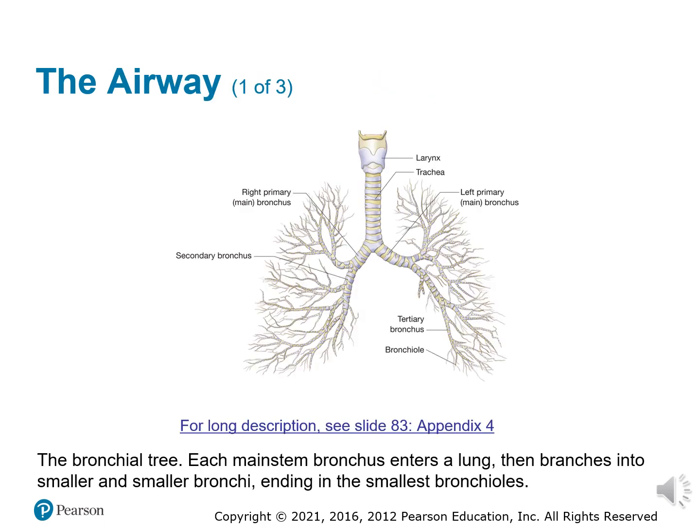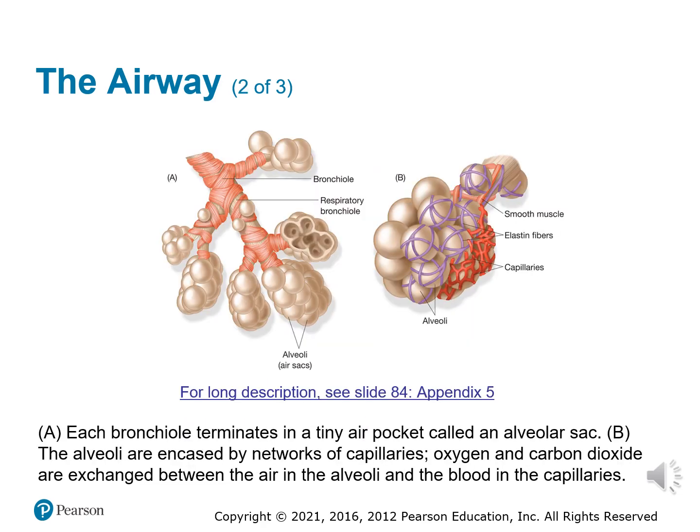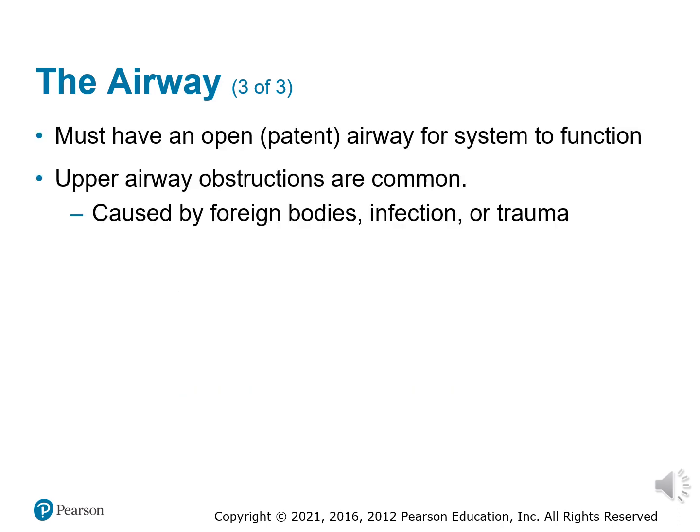We talked about this earlier or even in another chapter, but this is what the bronchial tree looks like. Each main stem bronchus enters a lung and then branches into smaller and smaller bronchi, ending in the smallest bronchioles. And then each bronchiole terminates in a tiny air pocket called the alveolar sac. The alveoli are encased by networks of capillaries, where oxygen and carbon dioxide are exchanged between the air in the alveoli and the blood in the capillaries.